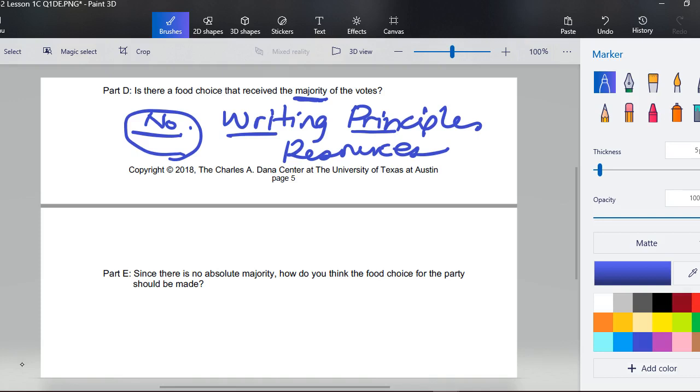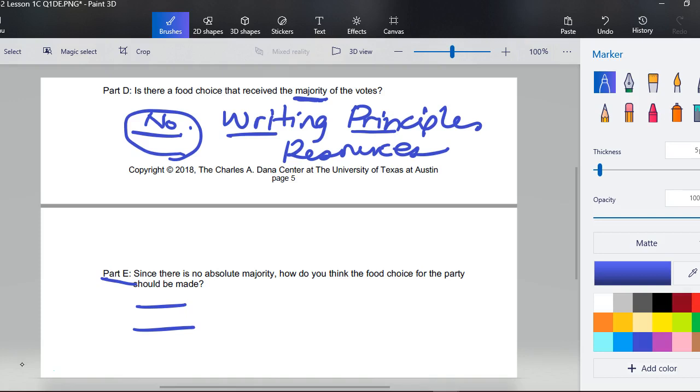Right now, I just mentioned it. Part E. Since there is no absolute majority, how do you think the food choice for the party should be made? Well, this is up to you. Put a couple of thoughts. What do you think? A couple of thoughts could be that they could have two foods.